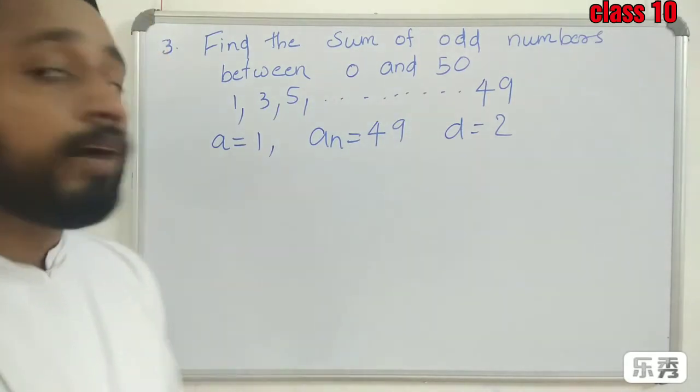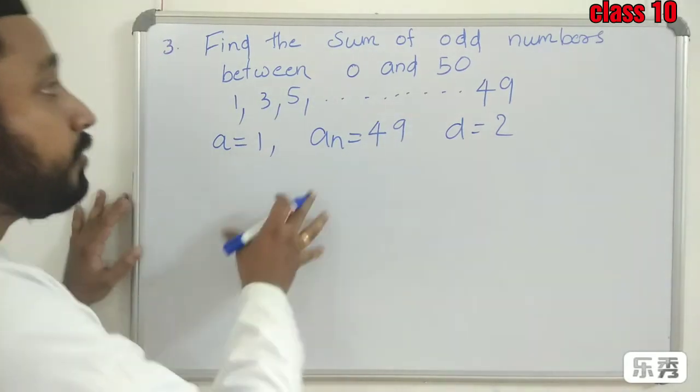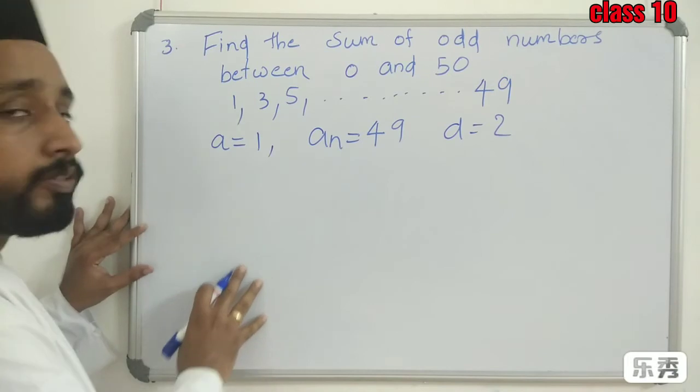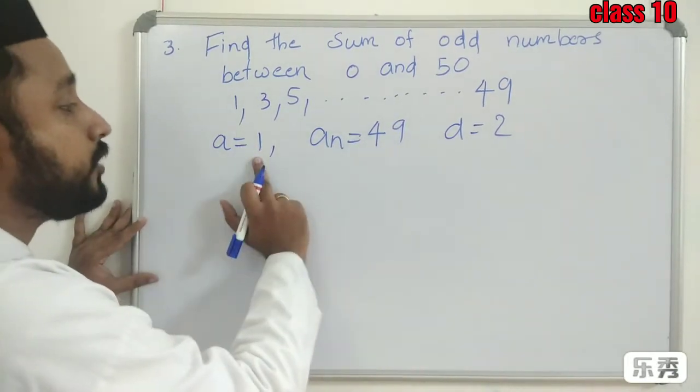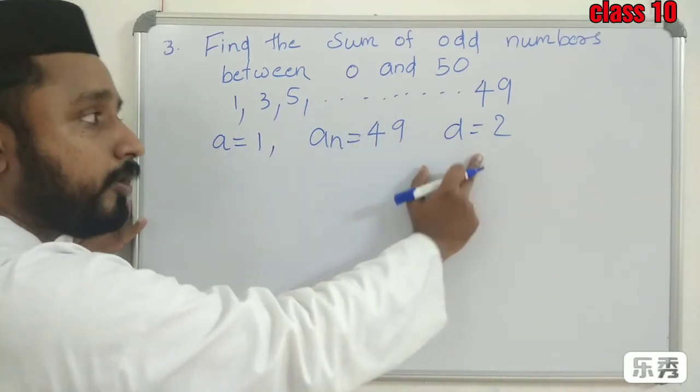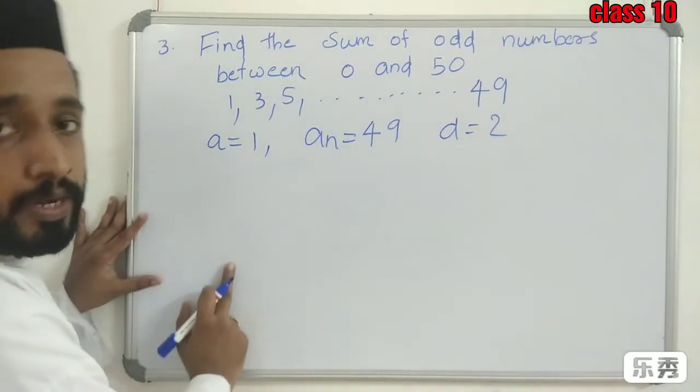So we have to find the value of n. We don't know the value of n, so we have to find it. Here l is equal to 49, a is equal to 1, d is equal to 2. Using this, we can find the value of n.